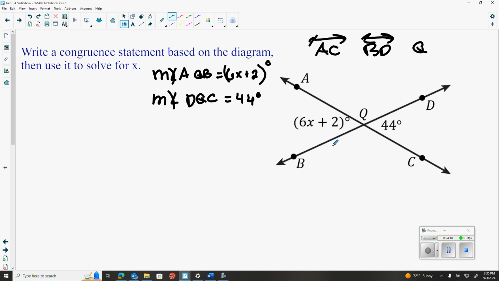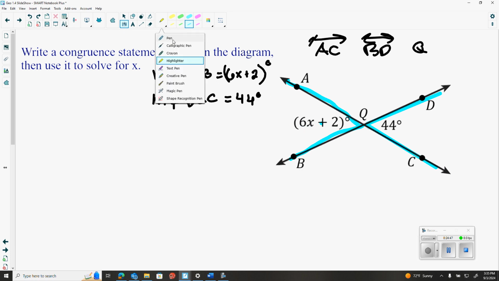This is where it helps to play with vertical angles, because if I look at it, these two angles here, which I'll mark with a highlighter, are vertical angles because they are non-adjacent and formed by two intersecting lines. So these two angles are both going to be 44 degrees. We have this has to be 44 and this has to be 44. So I'm going to take the 6x plus 2 and set it equal to 44 degrees because they're congruent.